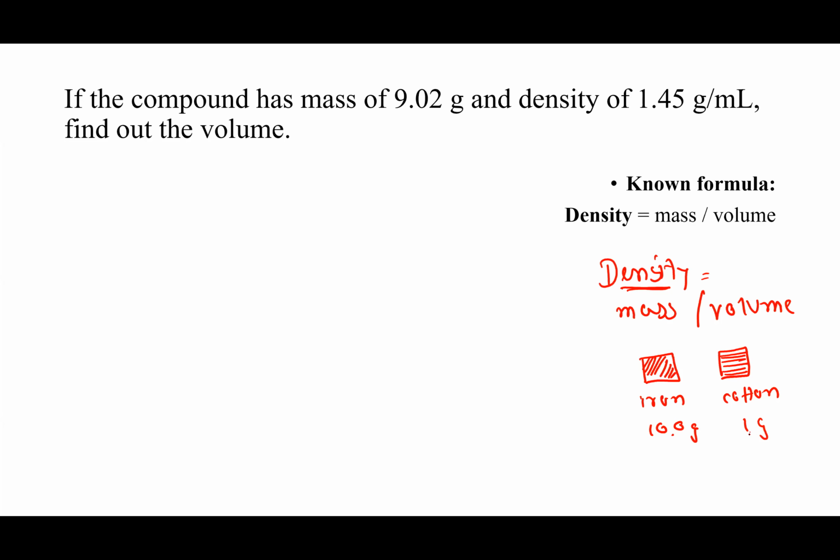So let's just say it is 1 gram, for example. What does it mean? It means even though it has the same volume, the same size, the mass in the iron is very much more, maybe like 10 times or 15 times more than cotton. It means iron has higher density than cotton, and cotton has lower density compared to iron. So basically, density means how much mass it has in the given volume.